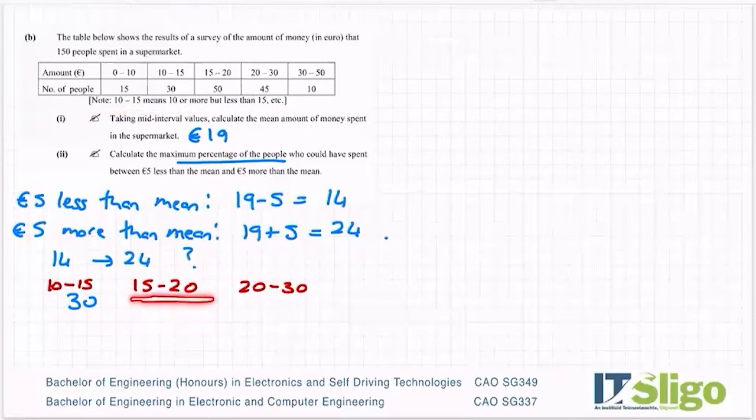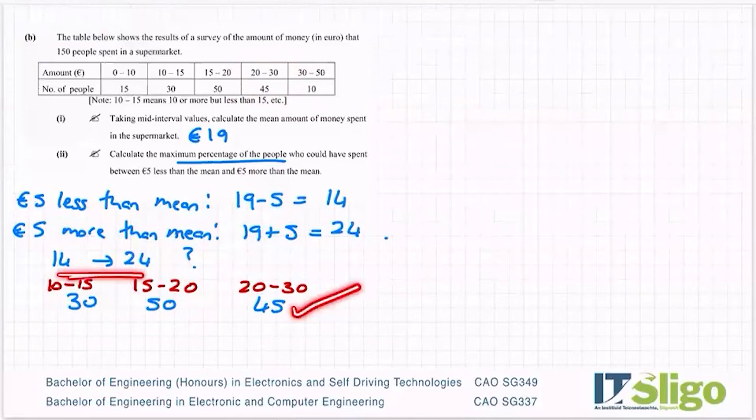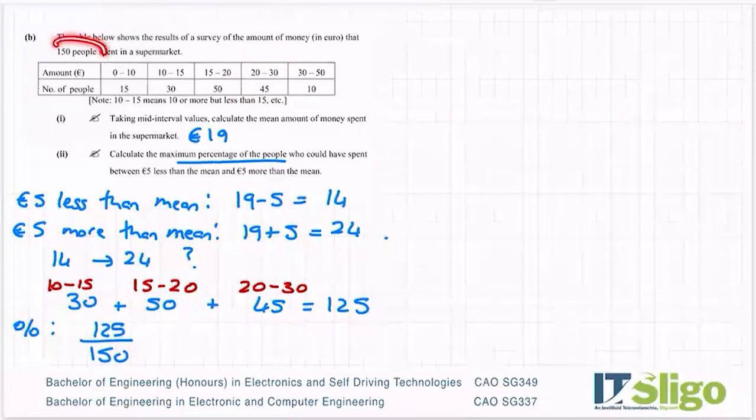We'd include all the people here in this category, which would be those 50 people. And then 20 to 30 up here, these 45 people. Well, again, in theory, these 45 people could have spent 20, 21, 22, 23, or 24. So they could, in theory, fall within this category. Okay, so let's add these ones up. 8, 9, 10, 11, 12, what's that? 125 people.